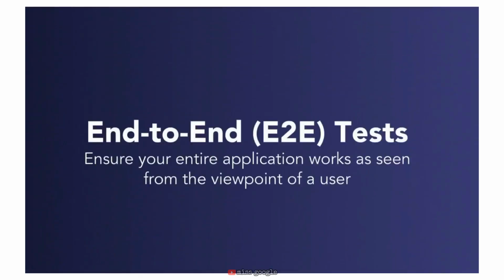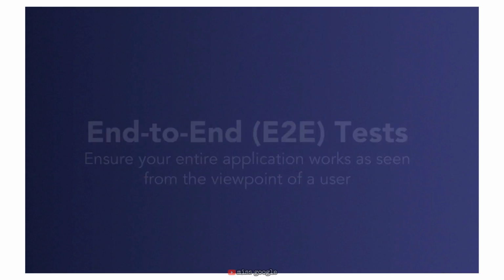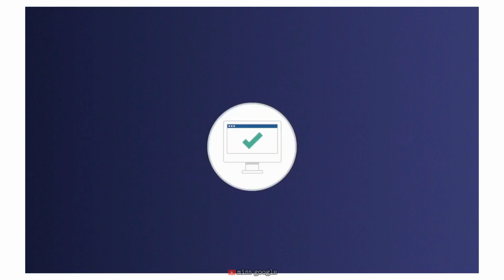And the third type of test is called an end-to-end test. And the goal of end-to-end testing is to make sure that the entire application is working as expected from the viewpoint of a user. You see, the user isn't directly concerned with the smaller pieces of functionality which are covered by unit and integration tests. All they really care about is that on the surface, the app works as expected.